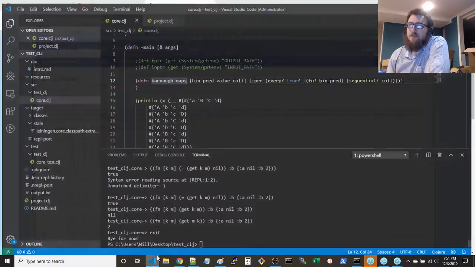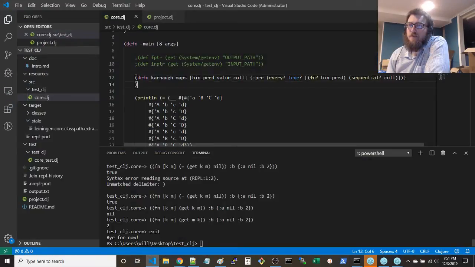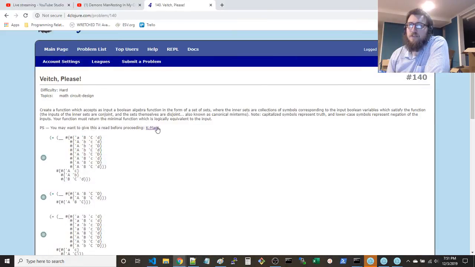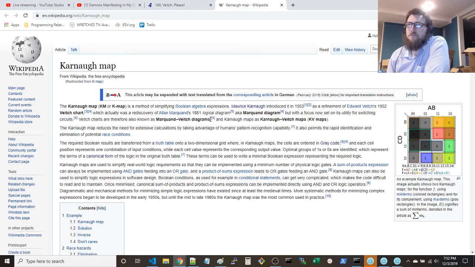Anyway, also the Veitch part is sometimes called Karnaugh-Veitch graphs, not just Karnaugh graphs, right? Or a refinement of the Veitch chart, right? Right.